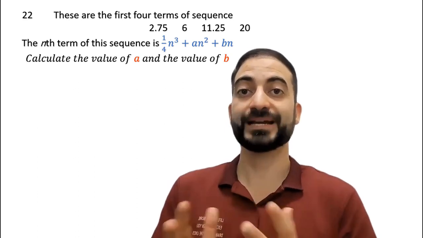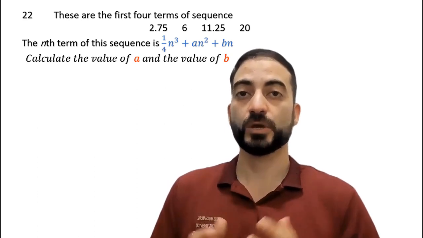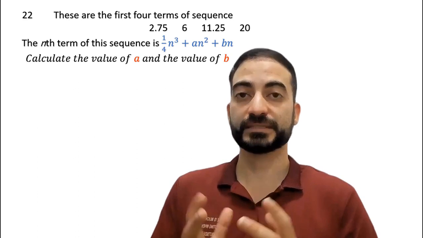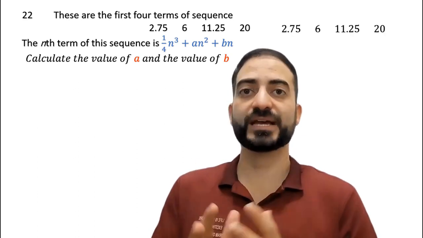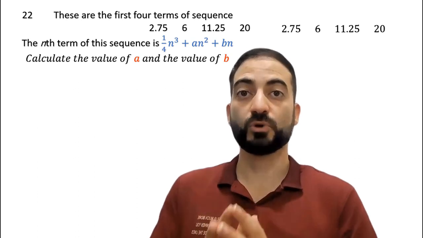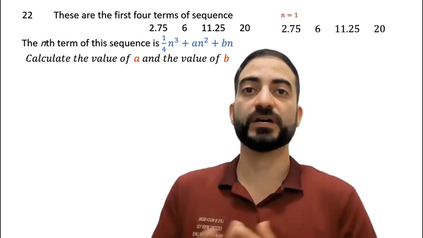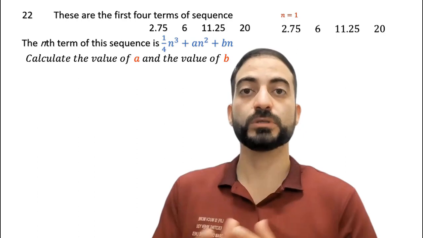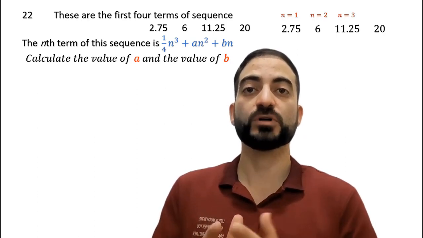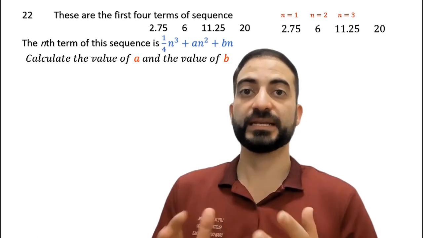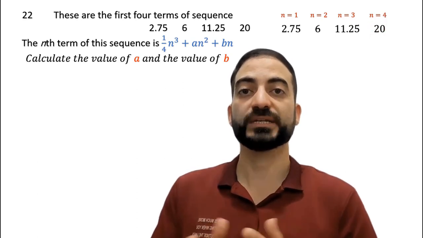We can solve the question by taking advantage of the given information. Here it tells us that these are the first four terms of the sequence. This means that for n equal 1, we have 2.75. For n equal 2, we have 6. For n equal 3, we have 11.25. And for n equal 4, we have 20.